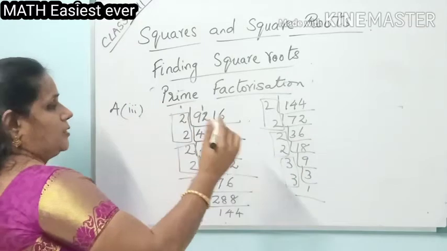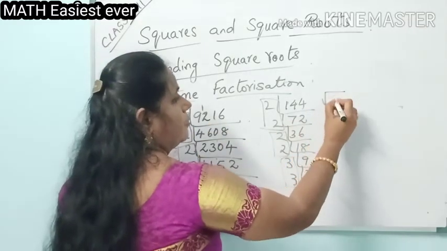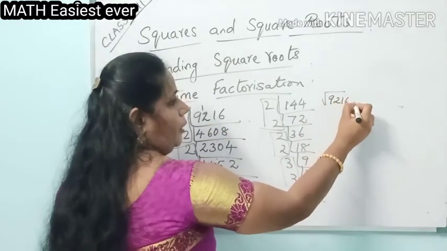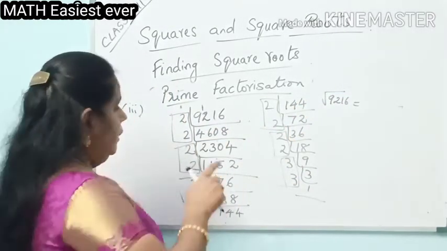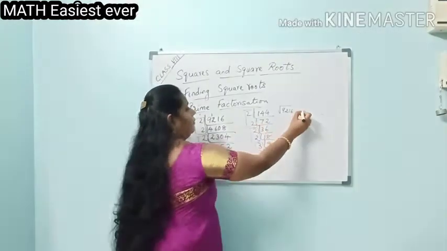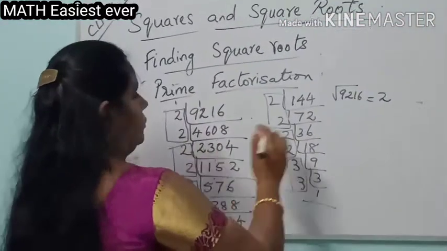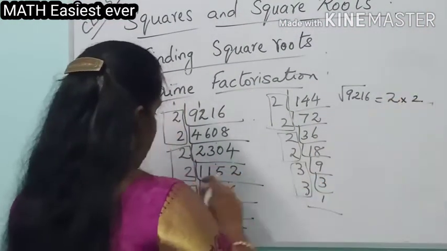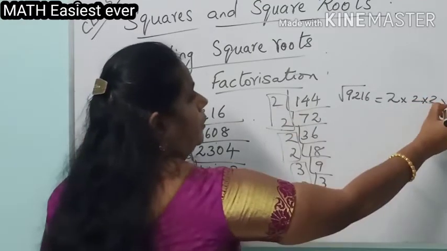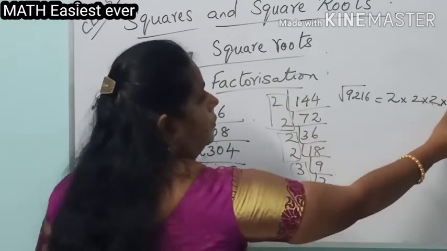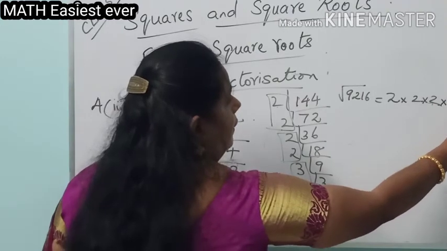So I directly write what is the 9216 square root. I am not writing the full, I'll just write only the square root. So from 2 twos, you will get 1, 2. From these 2 twos, you will get 1, 2. From these 2 twos, you will get 1, 2. From these 2 twos, 2. Again 2 and 1, 3.